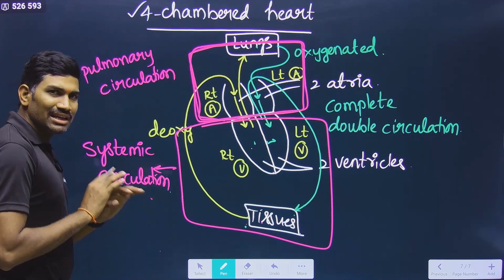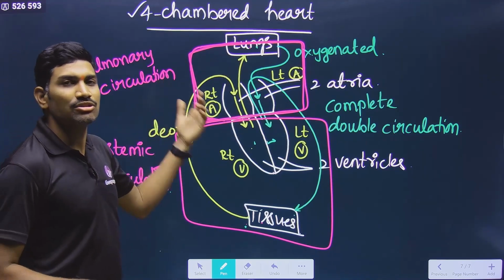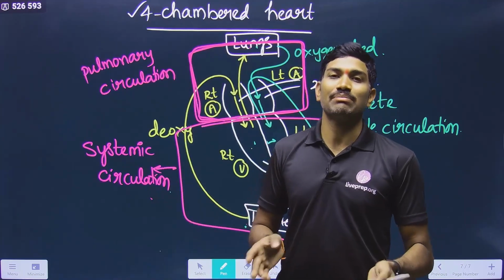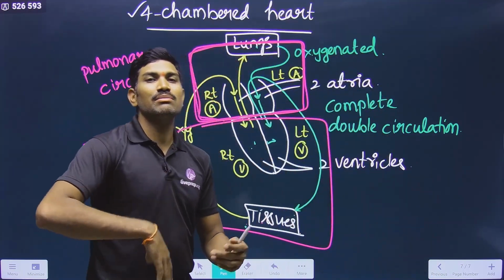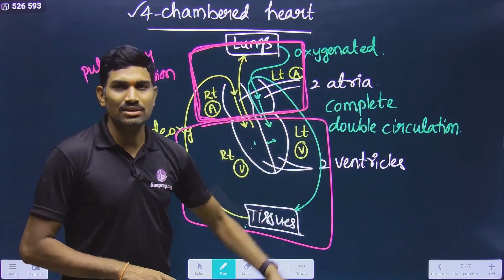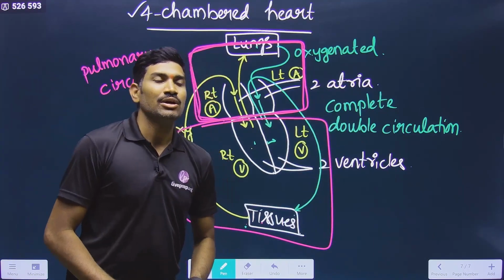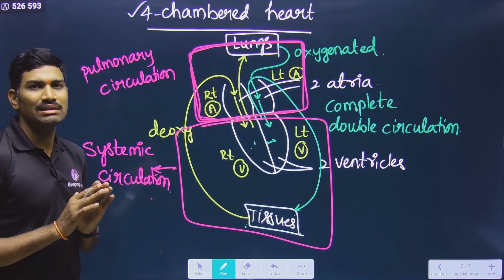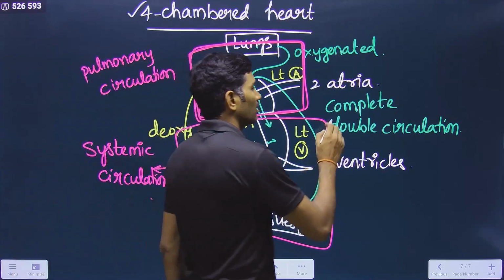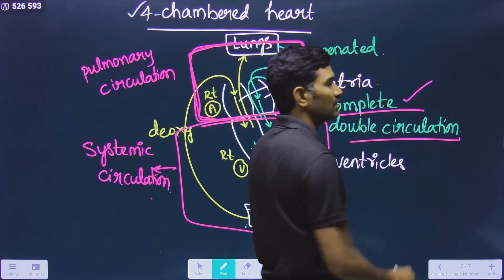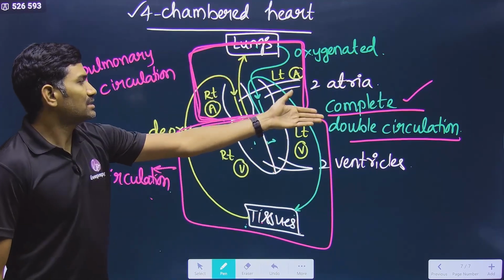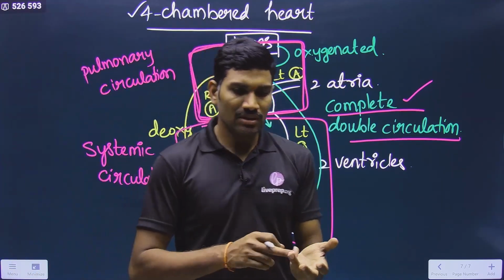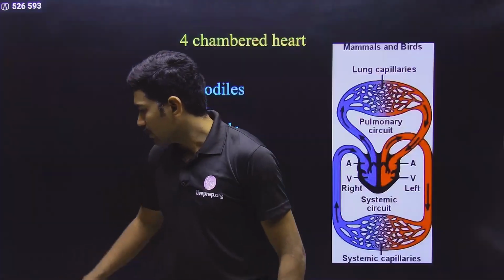In this way, these are very clearly separated here. But in the previous case, pulmonary and systemic circulations are not clearly separated because the mixed blood is going to the lungs and the same mixed blood is going to the body tissues also. This is the problem in the previous case. But here you can clearly separate all these things. That's why it is called complete double circulation. And this type of heart and circulation we are observing in the 4-chambered heart, in crocodiles, birds and even mammals.